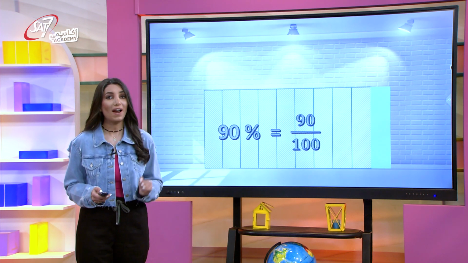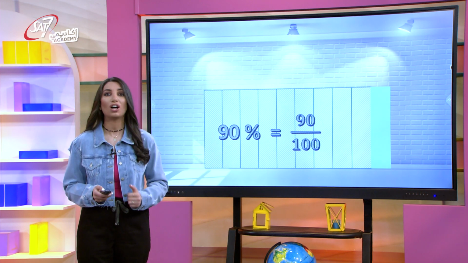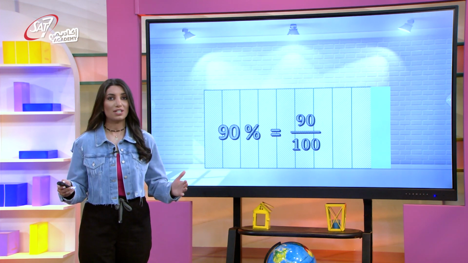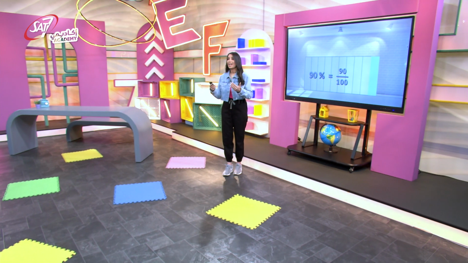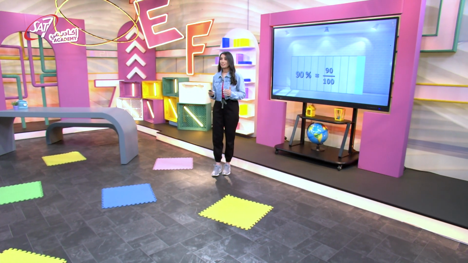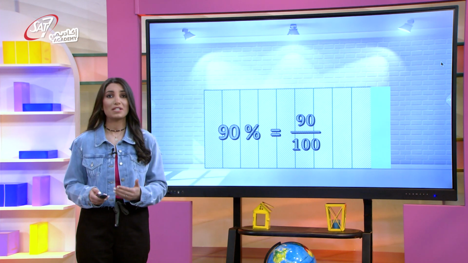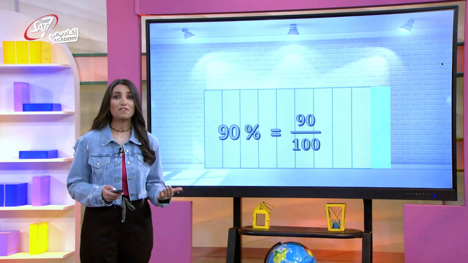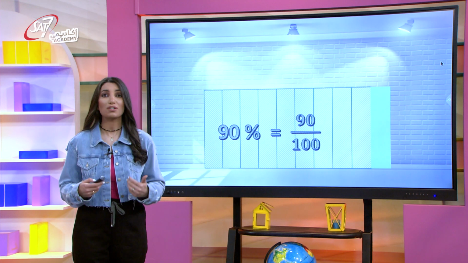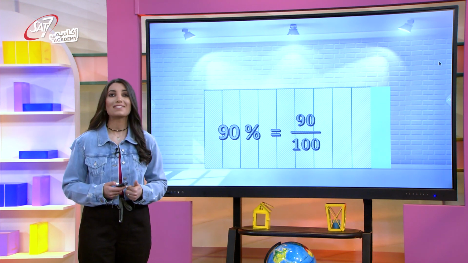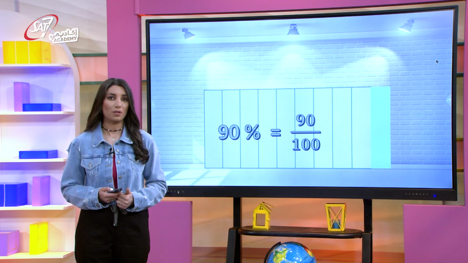90% is a fraction, 90 out of 100. Any percentage is a fraction with 100 as the denominator. The denominator is the number below the line. So 5% means 5 out of 100. 50% means 50 out of 100. 70% means 70 out of 100, and so on.